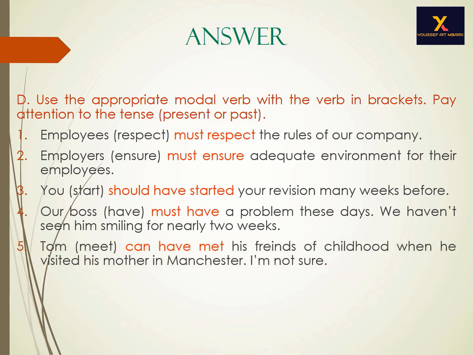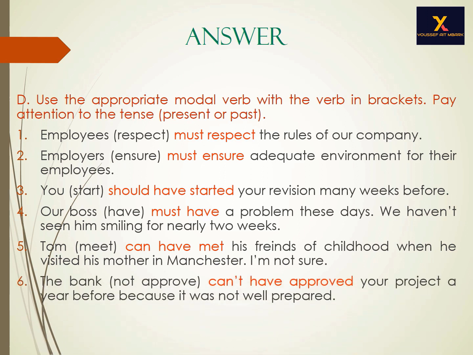Number 5, Tom can have met his friends. We used can to express possibility. It means that it's possible that Tom has met his friends. Number 6, the bank can't have approved your project. We used can to express impossibility. It's impossible that the bank has approved your project.